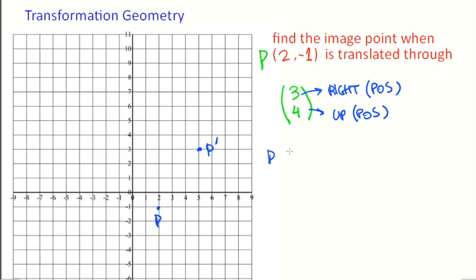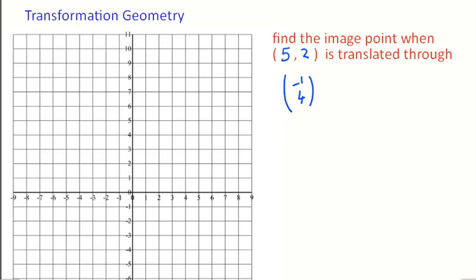Remember, we could write this as P (2, -1) is undergoing a transformation, and here we could write the vector (3, 4). And what's going to happen now is that P prime will have coordinates 2 plus 3, so we just add those numbers. So here would be 5, and -1 plus 4 would be 3. So that's why the coordinates are (5, 3). As simple as that.